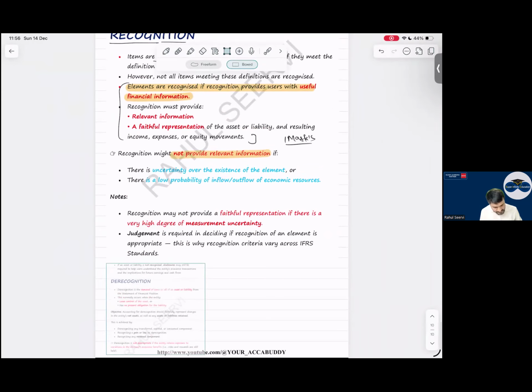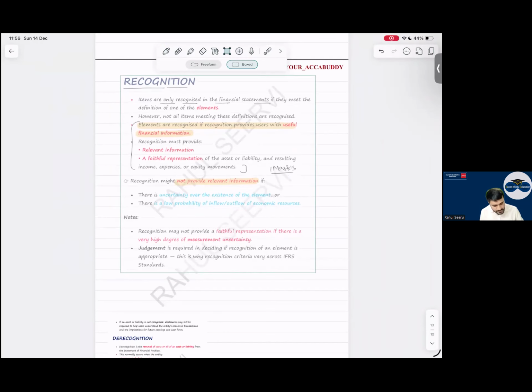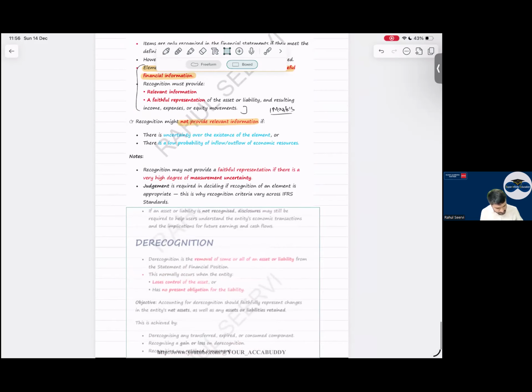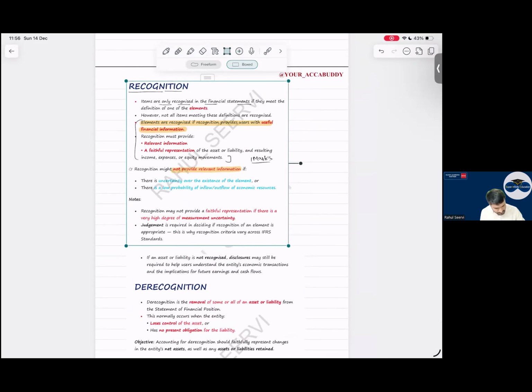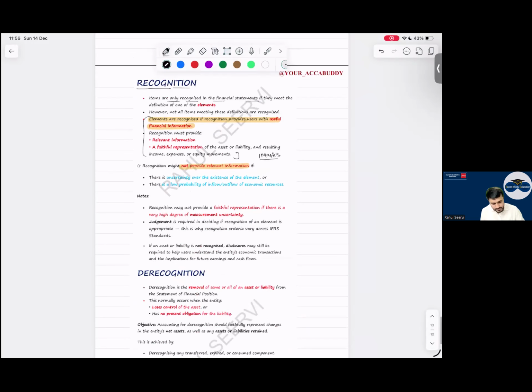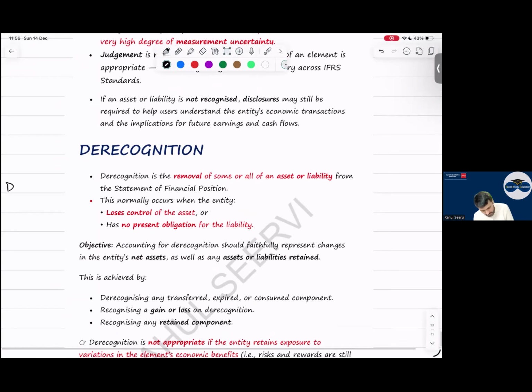Now, when will you de-recognize an asset? Tell me, when will you de-recognize an asset or a liability from your books? Say you have a receivable in your books. Debit trade receivable. Trade receivable is an asset. Now, when will you de-recognize this trade receivable? When payment is received. Similarly, when a loan is there, it's your liability. When will you de-recognize it? When you pay the amount back.